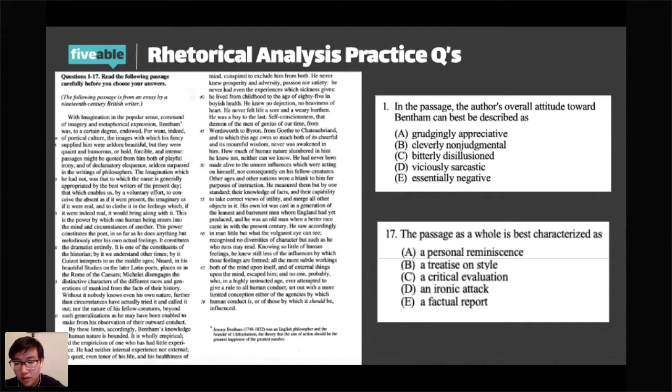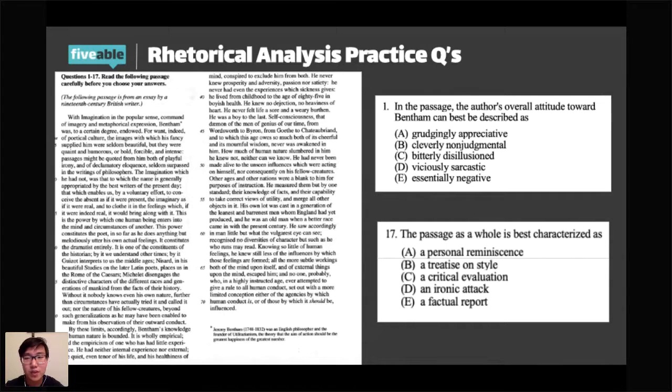And on answer choice D, an ironic attack: I know it seems weird, since number 1 is negative, but it's not an attack, it's an evaluation. The reason why it's not an attack is because he's not attacking his personality. And also it's not ironic in nature. Nothing he's saying is contradictory or sarcastic or anything like that.